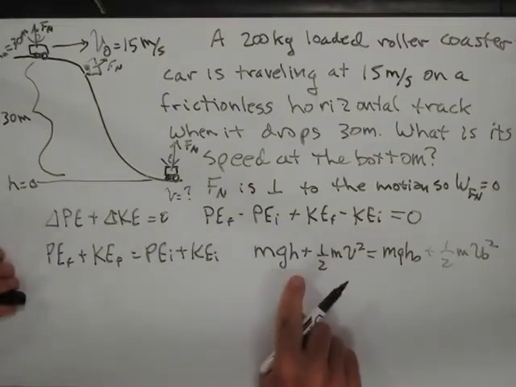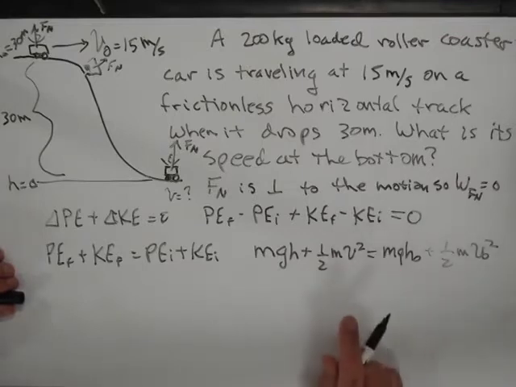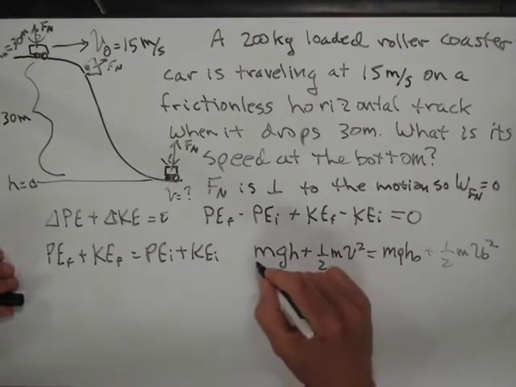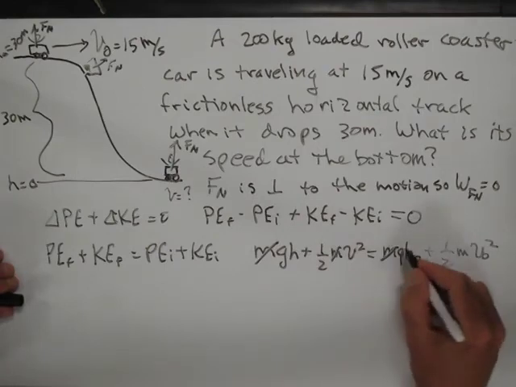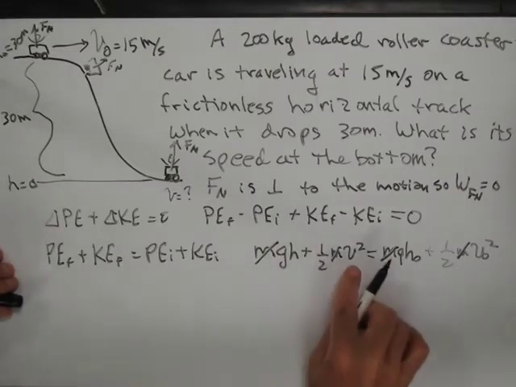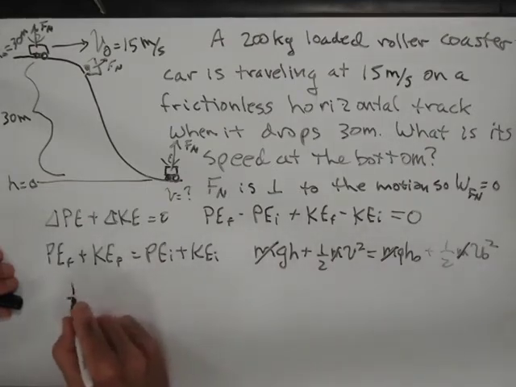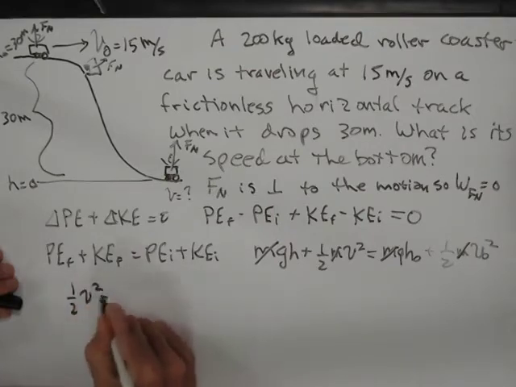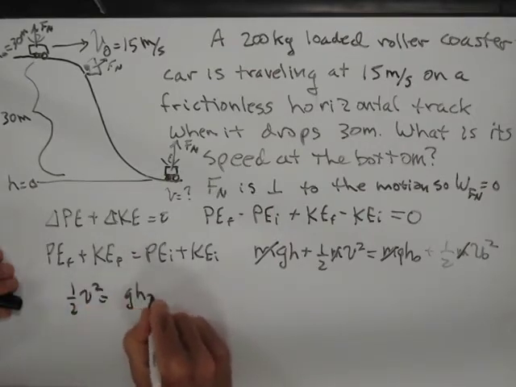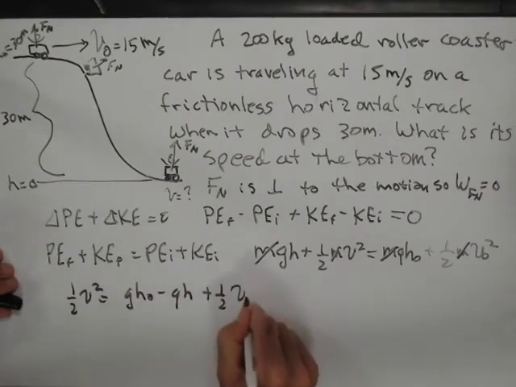Let me make a couple of observations here. First of all, notice each term has an m in it, right? And so I can just cancel all of the m's. The mass doesn't matter. That 200 kilograms is not a relevant piece of information, at least as far as answering this question is concerned. The thing I'm after is the v. And so I'm going to move the gh over to the other side, and I'm going to say, look, 1/2 v squared is equal to gh naught minus gh plus 1/2 v naught squared.